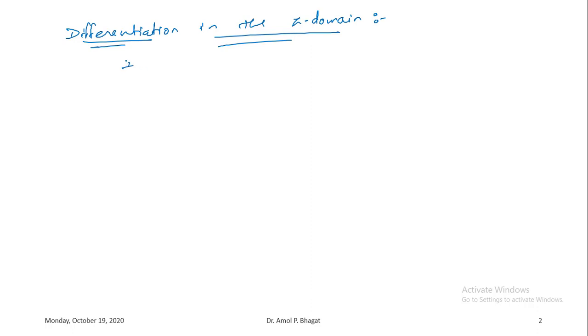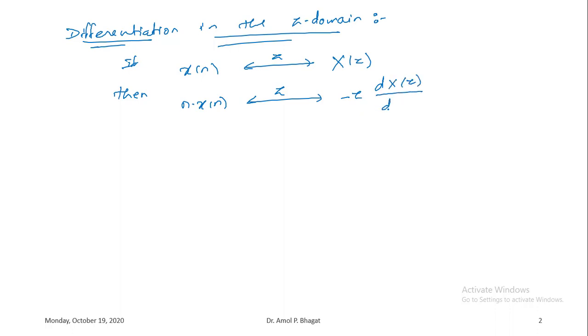Okay. So we will be discussing differentiation in the Z domain. Again, if x of n, that is discrete signal x of n, has the Z transform capital X of Z, then n into x of n has the Z transform minus Z derivative of X of z with respect to dz. Okay, so that is the differentiation in the Z domain property. So here this X of z has been differentiated with respect to z in the Z domain.